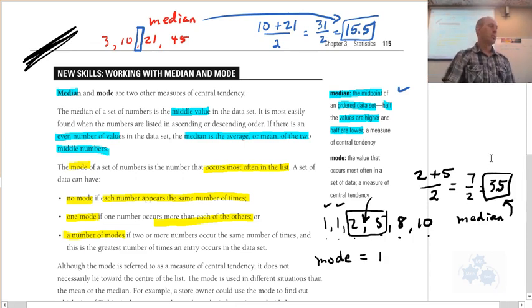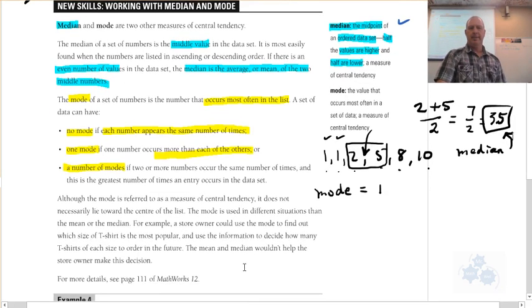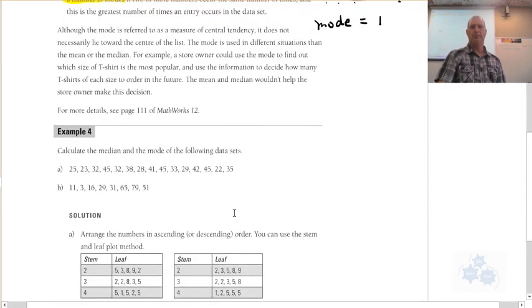Okay? Questions so far? All right. Okay, so here's an example. Calculate the median and the mode for each of the following data sets. What we want to notice here is that these numbers are not listed in ascending or descending order, and they have to be. We can't just take the middle number here, whatever it looks like to be. No. It has to be arranged from smallest to largest.